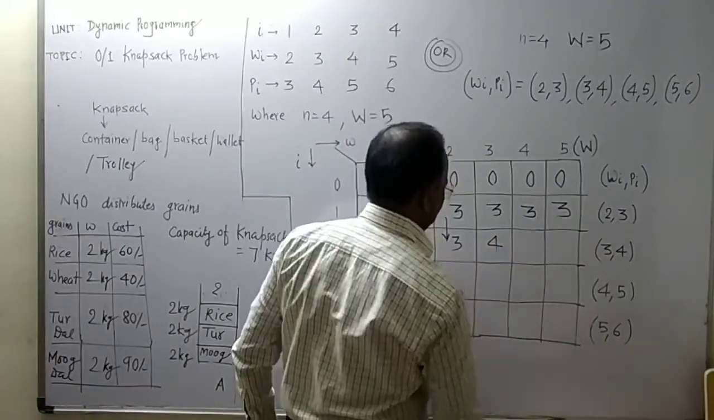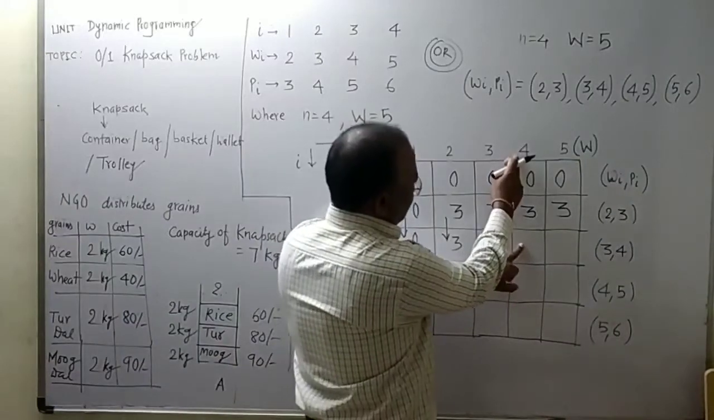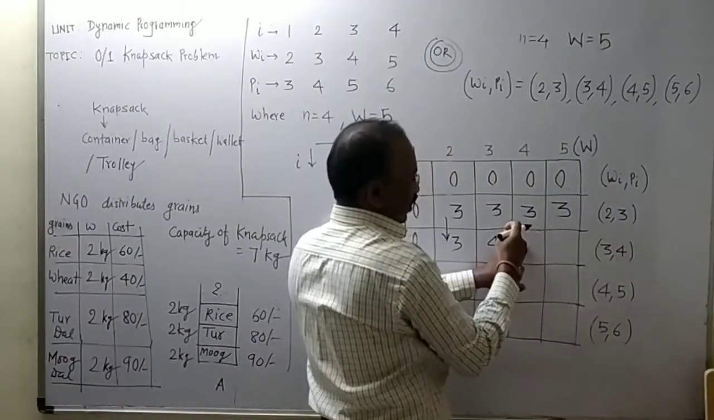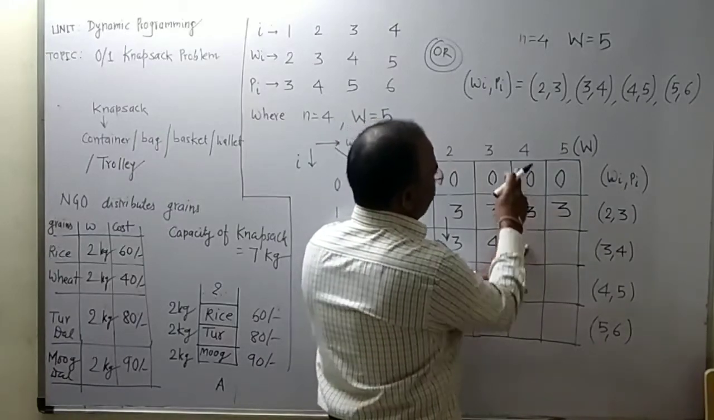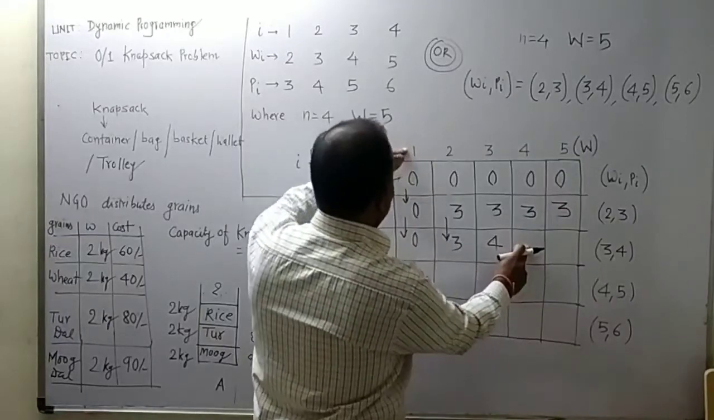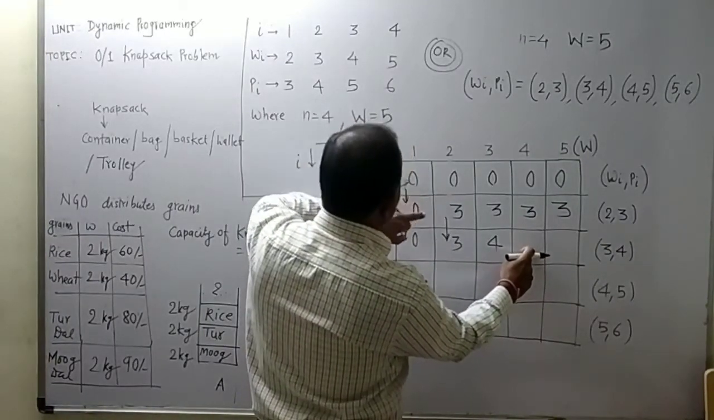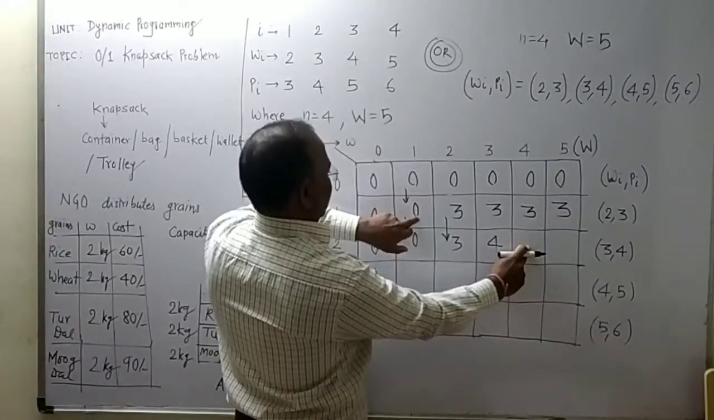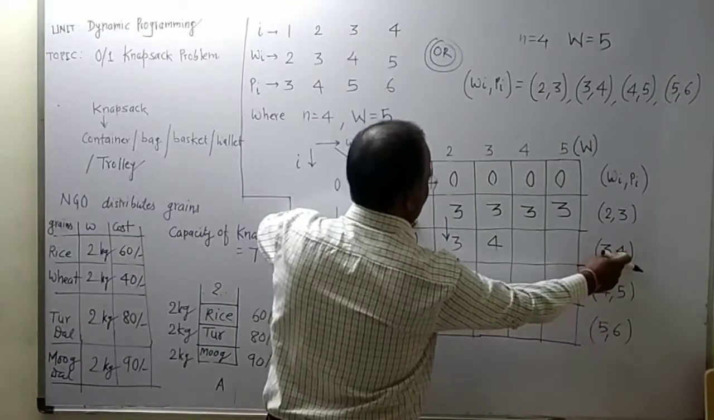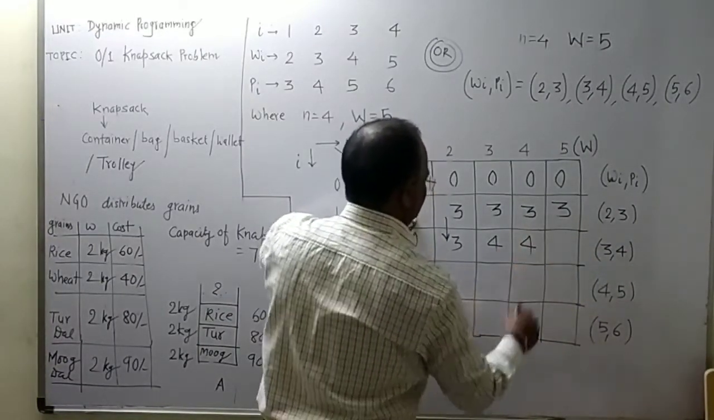So write here 4. Then here, 4 is not less than 3. That's why we have to find out another column. 4 minus 3, that is 1. Means this column will be formed. And the previous row is nothing but this. Row 1, column 1 will be this cell. Then 0 plus the profit, that is 4. And this 4 is greater than 3. So we can write 4.